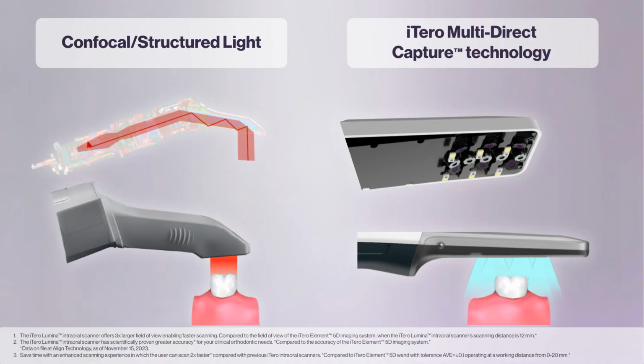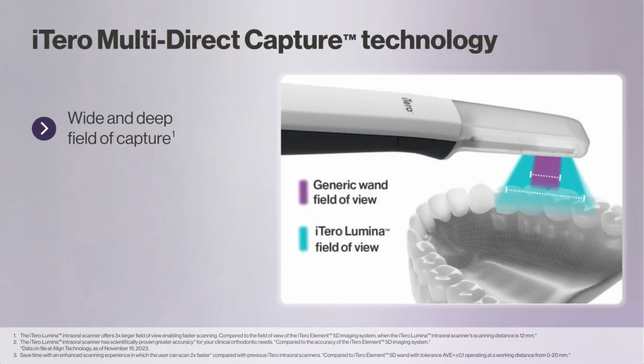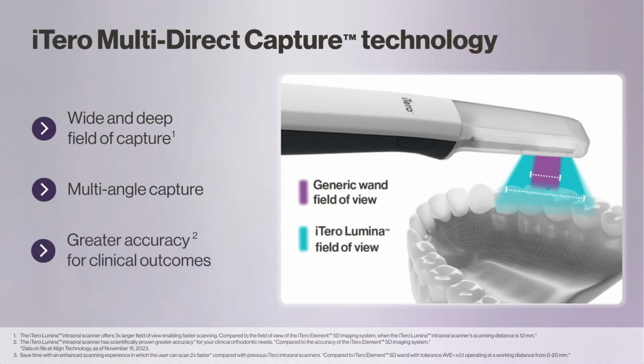Most current scanners use confocal or structured light technologies. These include trade-offs between wand size and capture depth. The iTero Lumina scanner is powered by the unique multi-direct capture technology, delivering a wide and deep capture of the dentition. It uses multi-angle imaging to simplify complex scans and brings greater accuracy for superior clinical outcomes.